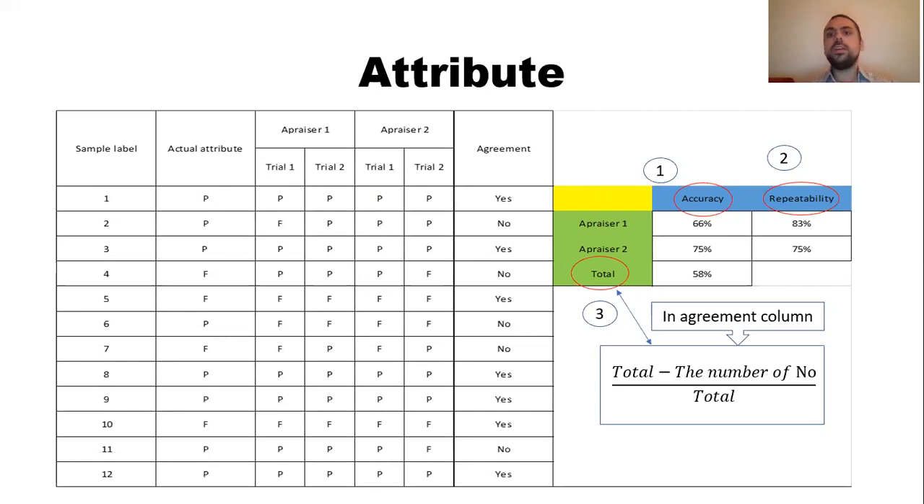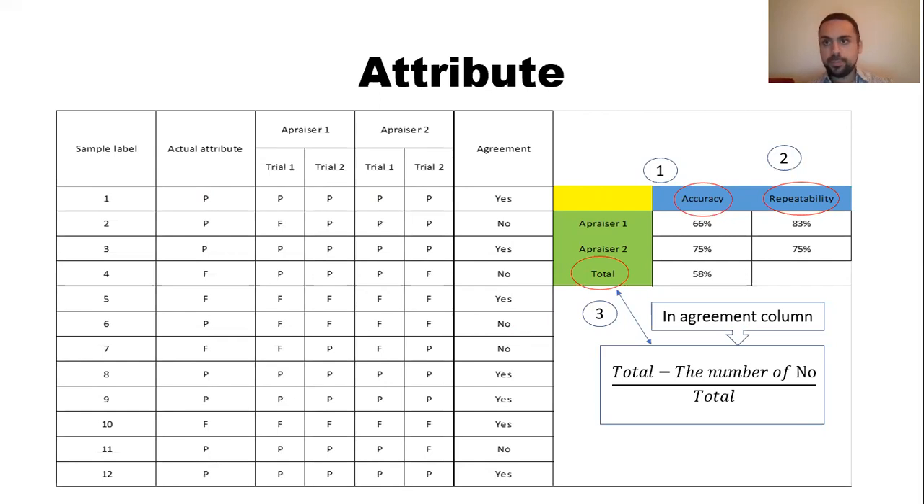About the accuracy of each appraiser: if both answers of an appraiser are the same as the actual attribute, it's okay. If even one of them is different, it's not okay. So the number of okay situations is divided by the total number, and the accuracy is calculated. For the first one it is 66%, and for the second person it is 75%. So the accuracy of the second person is higher.